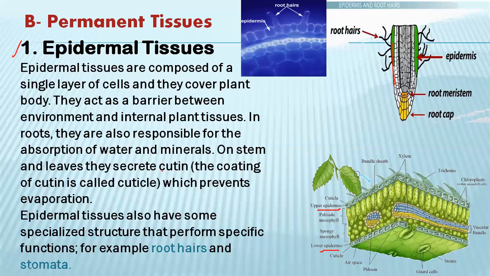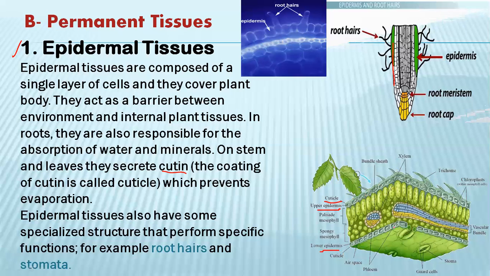On stem and leaves, they secrete cutin. Because they are permanent, they permanently secrete cutin. Cutin is a waxy substance which is released from this epidermis, especially the upper epidermis, and it forms a cuticle, like a waxy layer on the epidermis. That waxy layer is used to protect the leaves from the outer environment, as well as to reduce transpiration, the removal of water from the leaves.